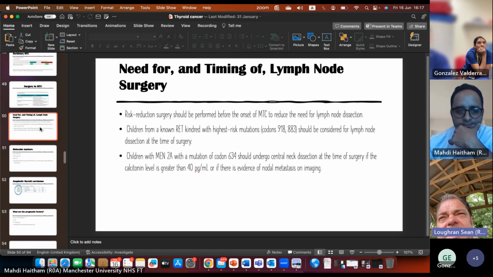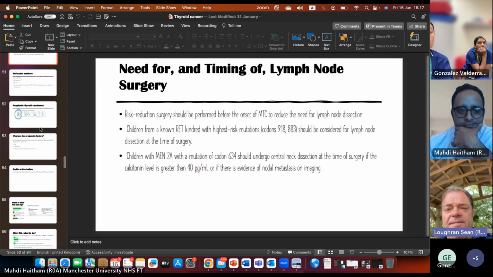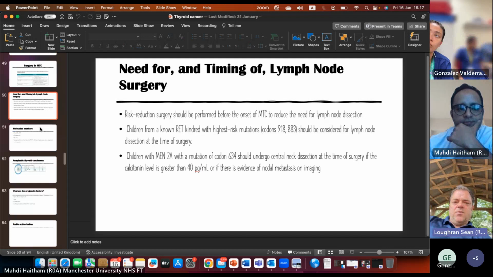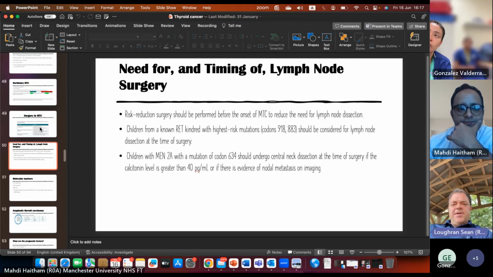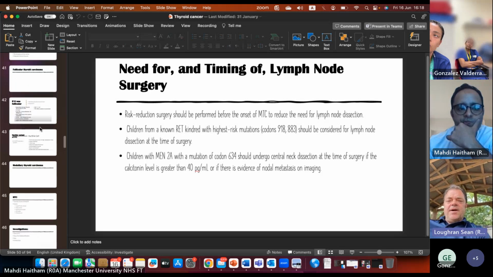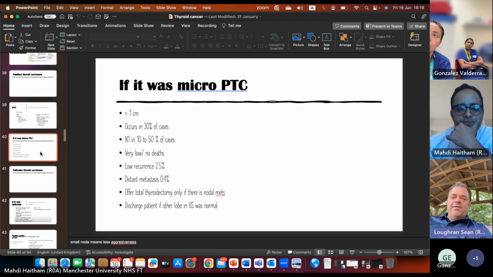So if you can get a diagnosis for a medullary off an FNA, it makes a huge difference to the patient's journey. We'll come and talk a little bit more about medullary in a little while. So as I said, PTC is by far the commonest, follicular less so, and the medullary and the anaplastic are obviously far rarer, thankfully.